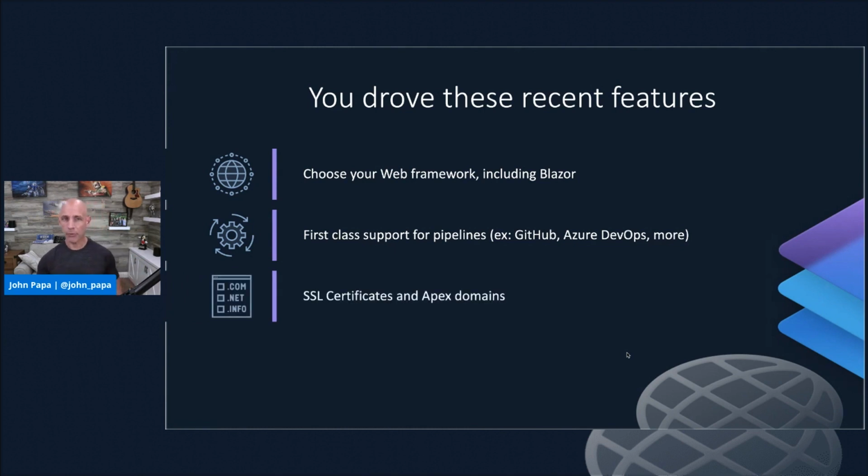Your feedback also drove that not only did you want SSL certificates to be easy to use, but you also wanted them to be automatically deployed and then have Apex domains or root domains. So I could just say shop@home.com or .dev for my application. And then I just mentioned how we have now a CLI and a local emulator. This was in response to you all wanting to be able to run it locally and what's in the cloud in the same way. These are features you drove.